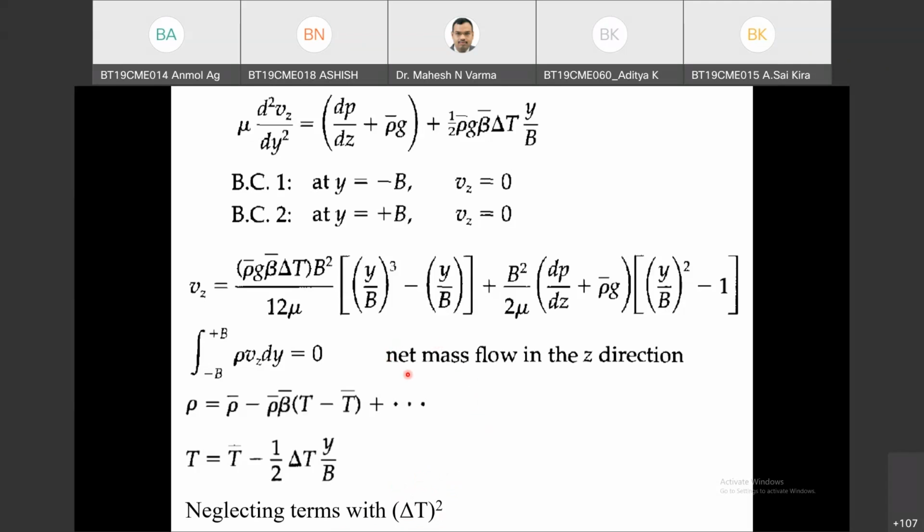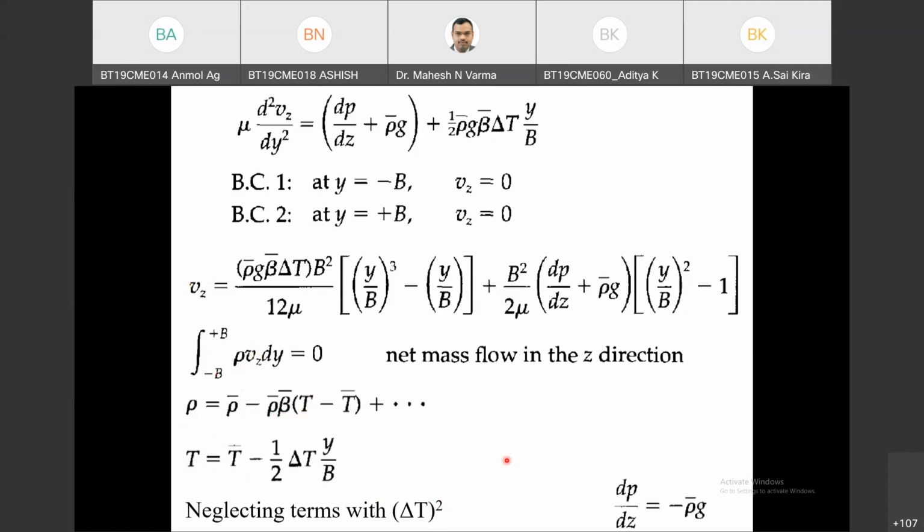So using this fundamental, net mass flow rate in z direction will be equal to 0, because whatever fluid is going up will come down. At any cross sectional area, the net mass flow rate in z direction will be 0, because whatever fluid is going up from one side, on the other side it will go down. At steady state, the net mass flow rate will be equal to 0. And this is the density profile, the density variation with respect to temperature, and this is the temperature profile. Substituting the velocity profile, density profile, and temperature profile, and neglecting delta t square.